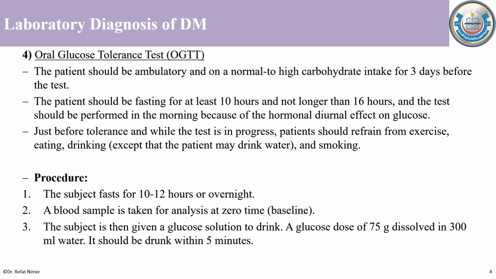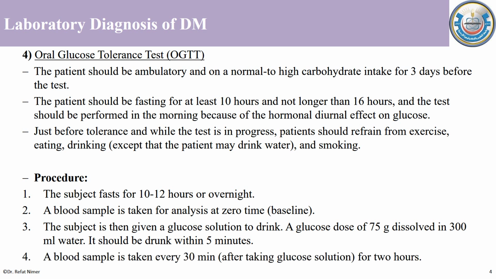After the blood is taken at 0 time, the patient is given a glucose solution to drink, a glucose dose of 75 gram dissolved in 300 milliliter water, and it should be drunk within 5 minutes. Then after that, a blood sample is taken every 30 minutes.